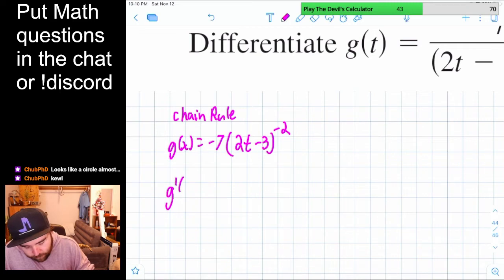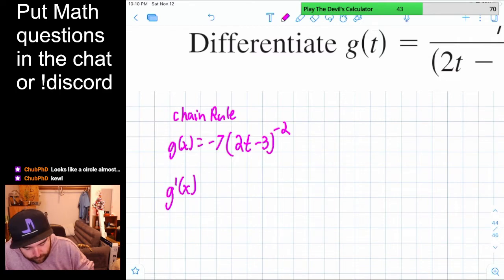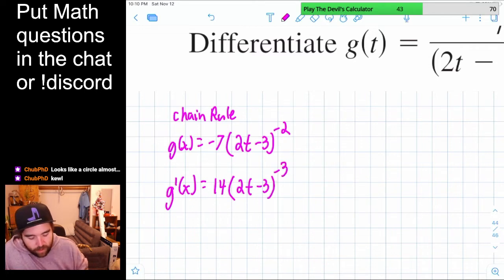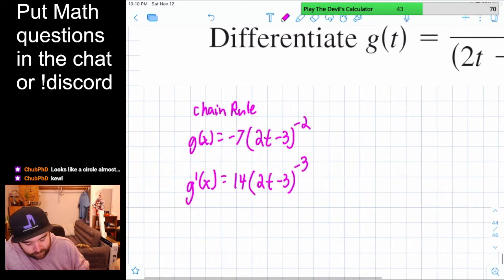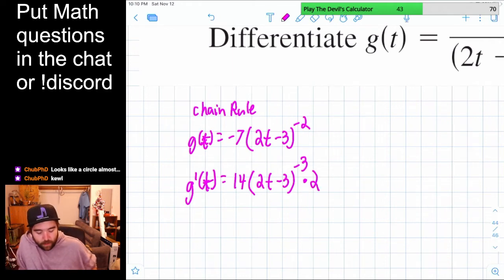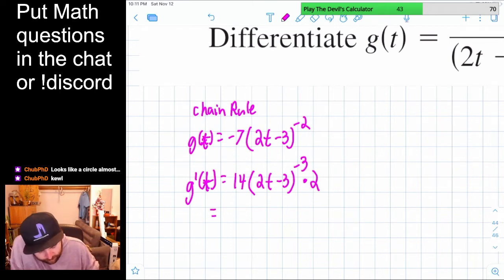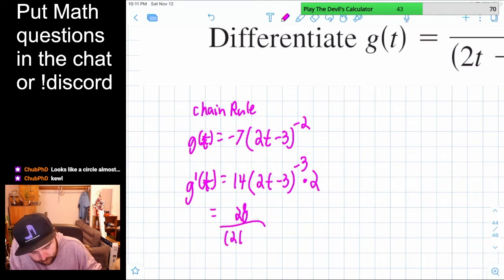So to do chain rule, we're going to first start with the outside function, so power rule. We're going to bring the negative 2 to the front and say that that's 14 times, keep the inside the same, decrease the power by 1. I guess we're using t instead of x here, that's fine. And then multiply by the derivative of the inside, which is 2. And then once you're here, you would really have to simplify this more. So then you'd end up getting 14 times 2, which is 28, over (2t minus 3) squared.